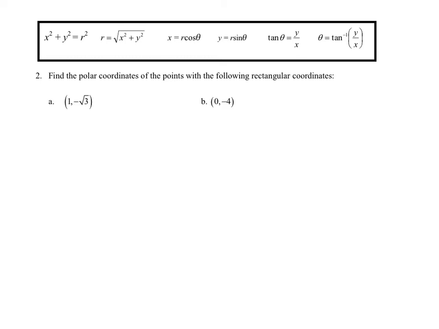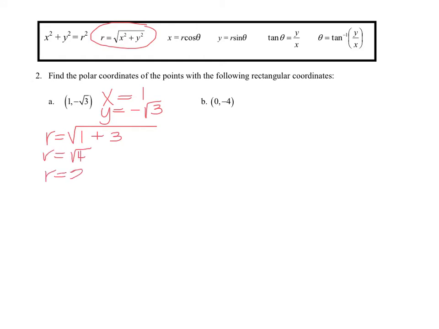So now we have our 5 equations, and we can use these to find polar coordinates from rectangular coordinates. So this time, I've got x equals 1 and y equals -√3, and I need to find r and theta. What I know about r is that r is equal to the square root of x squared plus y squared. So I'm going to use this equation right here. x squared is 1, y squared is 3. Therefore, r is equal to the square root of 4, and I get r equals 2.